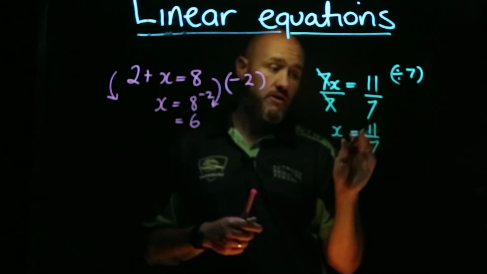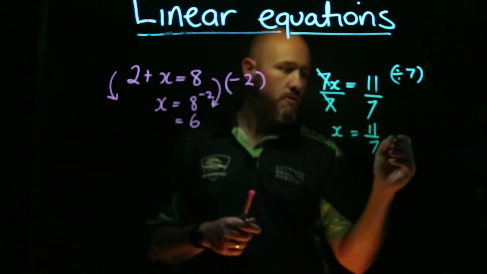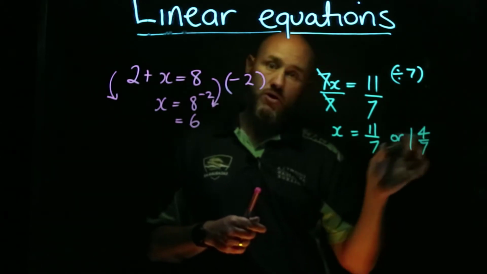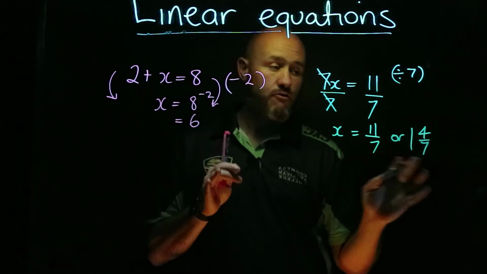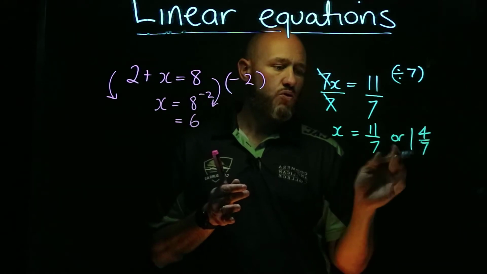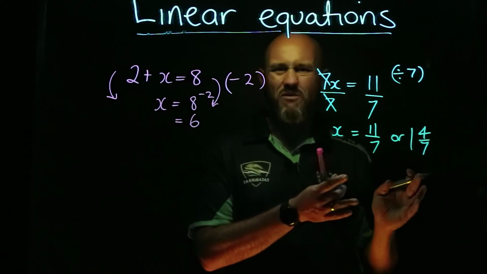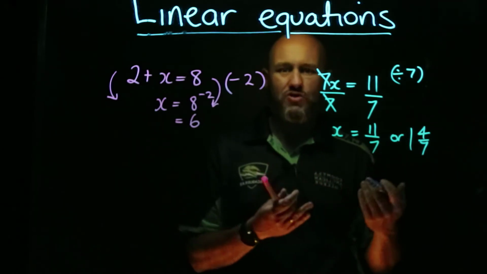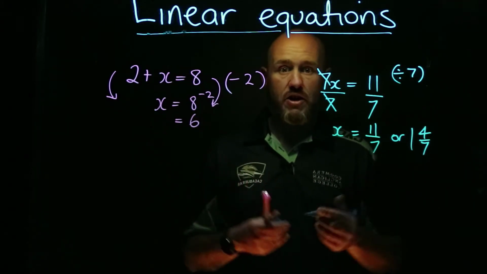This is the exact value, probably the best way to go. Maybe you could write it as 1 4/7. Go back and revise your mixed numbers and top heavy fractions if you need to. But of course this is also equal to about 1.58. You could write it as 1.58 as well, but as soon as we do that we've lost some of our clarity through rounding.